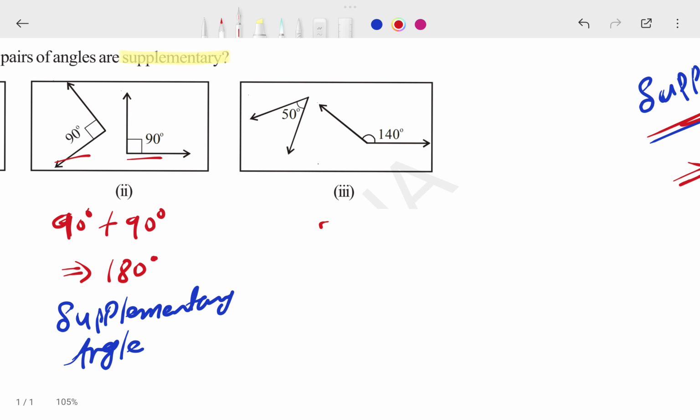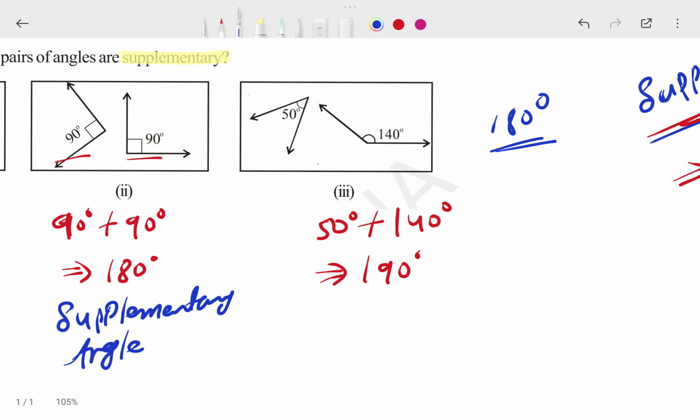The third is how much? The first angle is given as 50 degrees. The second is given as how much? 140 degrees. Add both. So the sum is going to be 190 degrees. So the angle which is 180 is the only supplementary. This is 190, so this is not a supplementary.